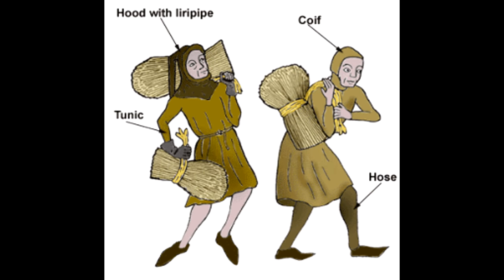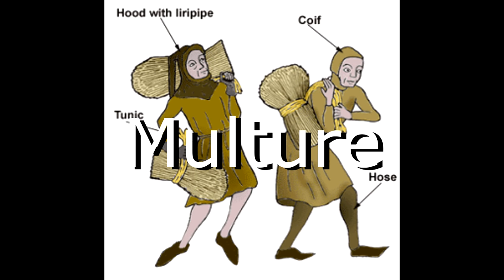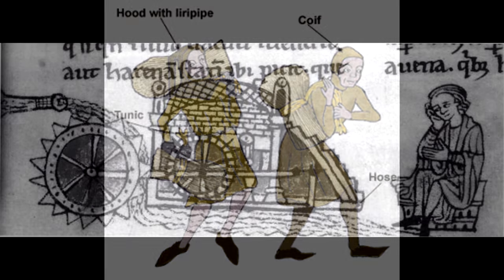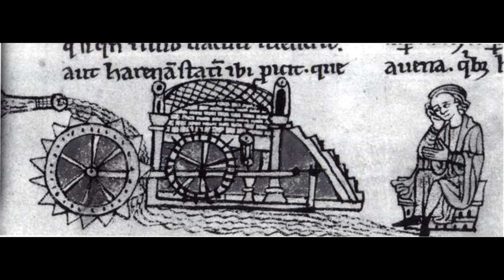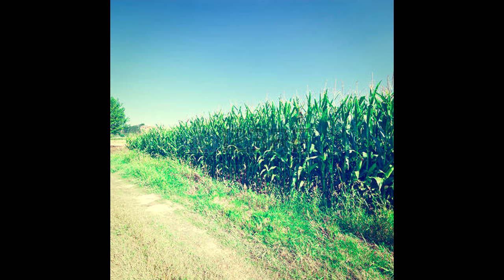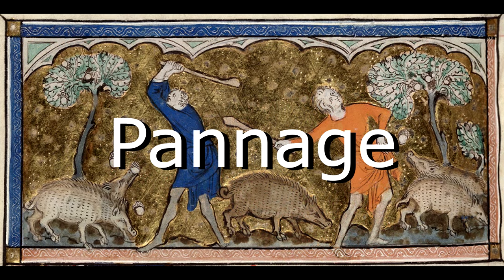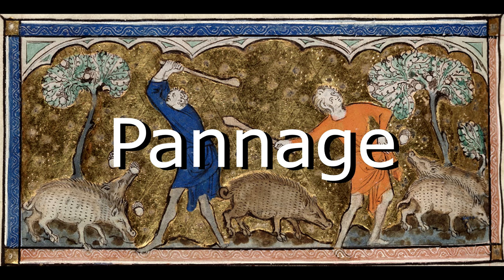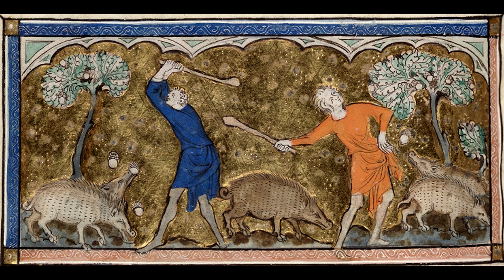Mulcher. Servile peasants were obliged to grind their corn at the lord's mill if he owned one, and for this privilege they paid a certain proportion of the grain, known as mulcher. It was one of the most irritating impositions for the peasants, not least because of the fraudulent practices of millers. Pannage. Pannage was the right to pasture swine in woodland, a right which might be free or might be paid for with an annual rent.